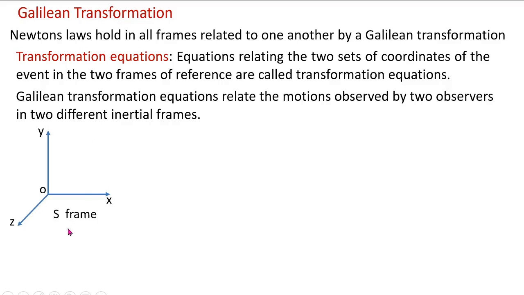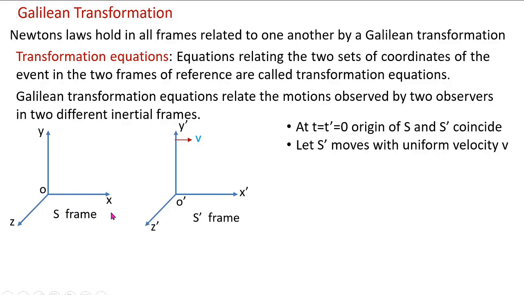For this, let us consider the S frame of reference having XYZ coordinates, and O is the origin. Consider another frame of reference S dash having origin O dash and coordinate axes X dash, Y dash and Z dash. At t equal to t dash equal to 0, t is the time recorded by the clock in the S frame and t dash is the time recorded by the clock in the S dash frame. When O and O dash coincide, the time is t equal to t dash.